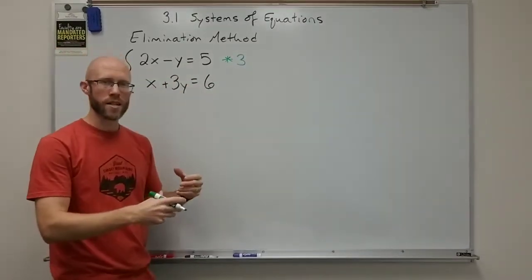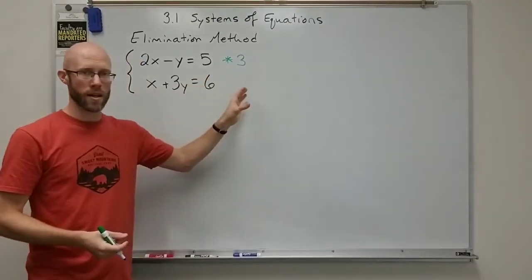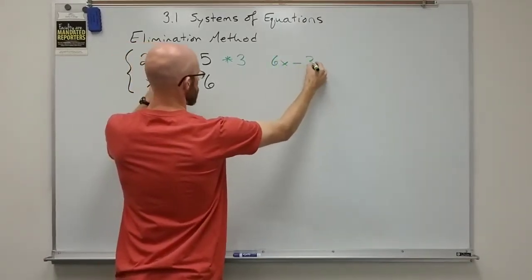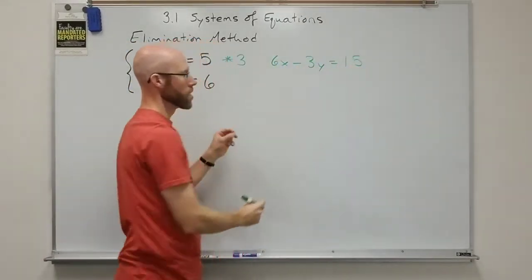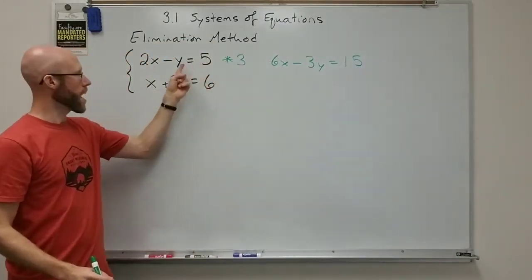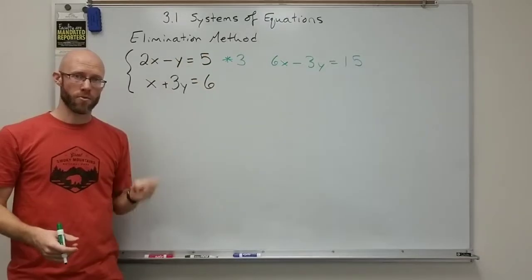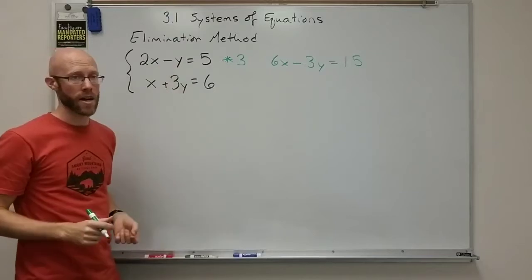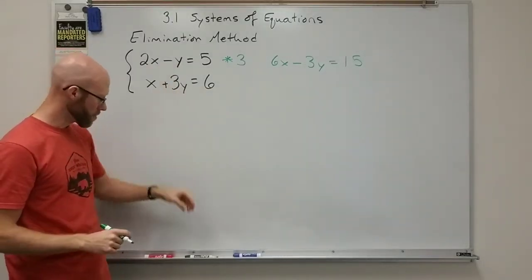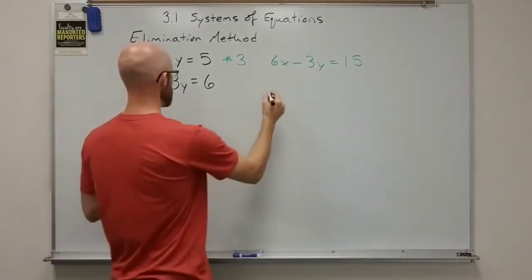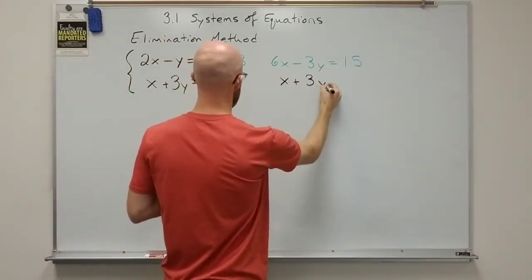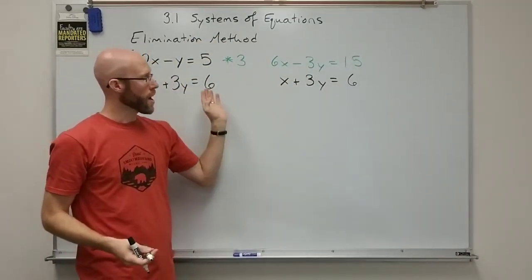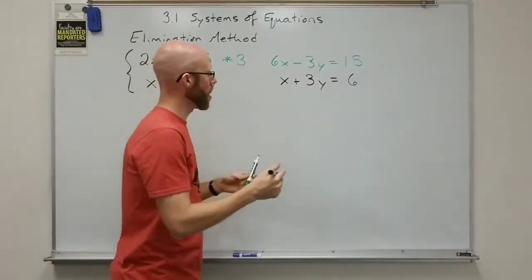So it essentially creates sort of a new system, and so I'm going to write that off to the side here. I would end up with 6x minus 3y equals 15. What you want to make sure to do is to multiply everything, all the terms, by that 3. So you're essentially multiplying both sides by the 3 and then distributing it on this left side. Then the bottom equation stays the same. I'm not going to change that one because it already has the opposite coefficient. So now I have a negative 3 and a positive 3. That's what I'm looking for. When I add these together, the 3's will drop off. So let's go ahead and do that.